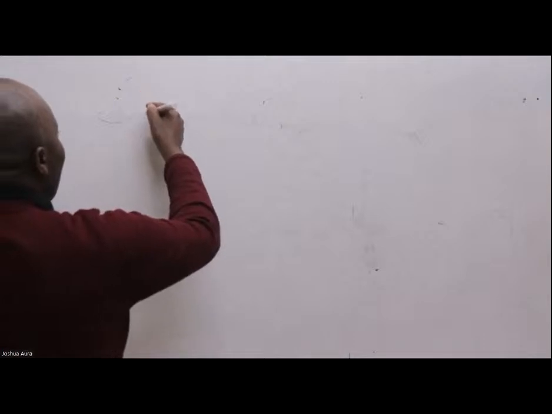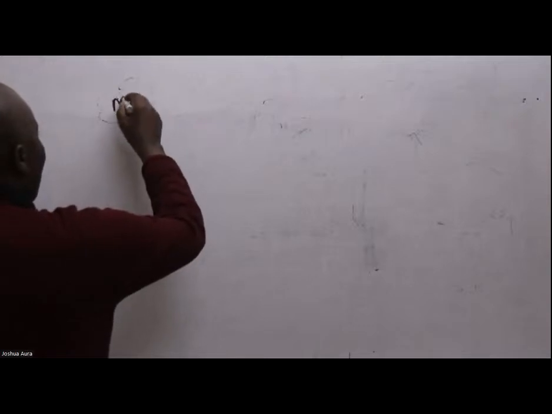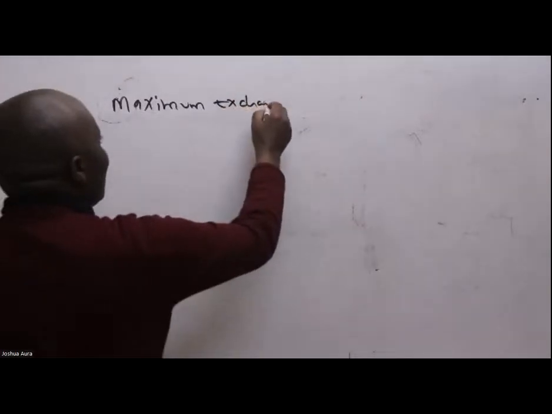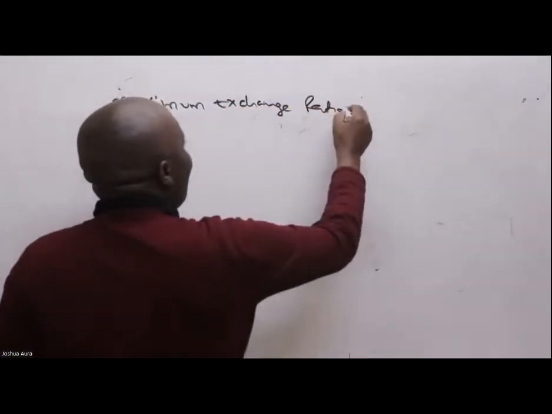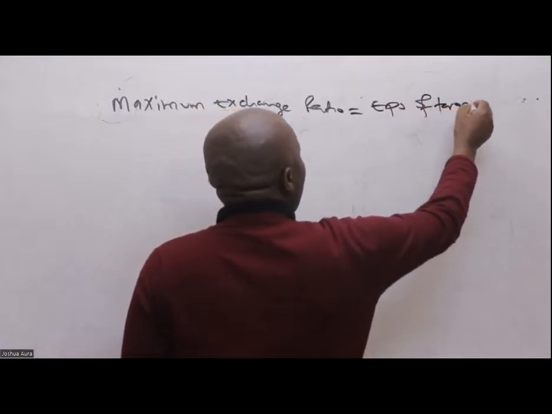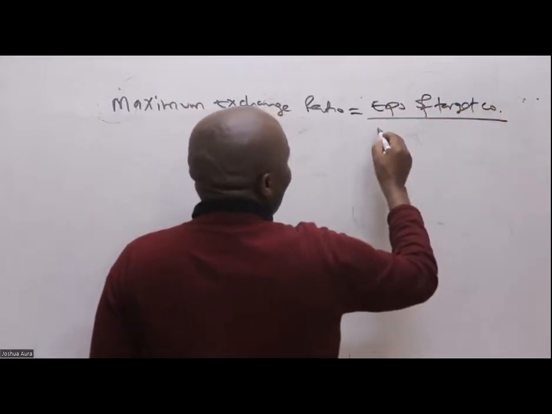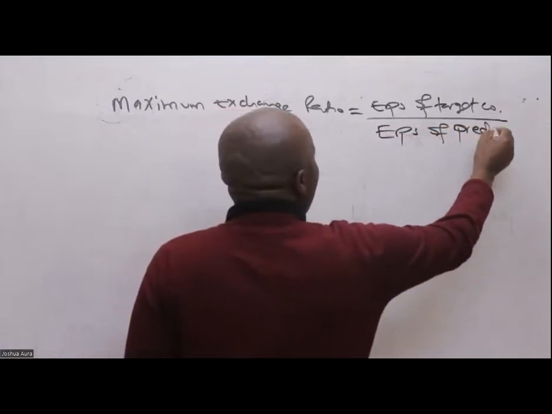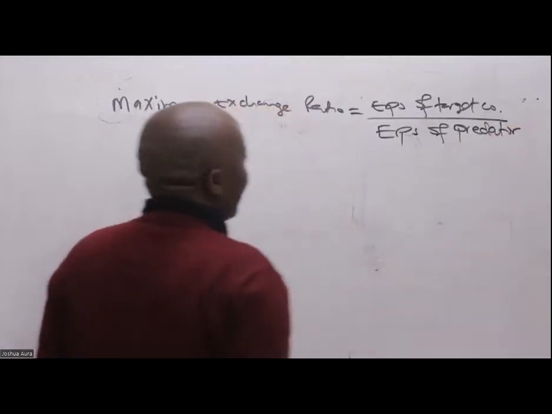So we have here the maximum exchange ratio. Maximum exchange ratio is EPS of the targeted company all over EPS of the predator.